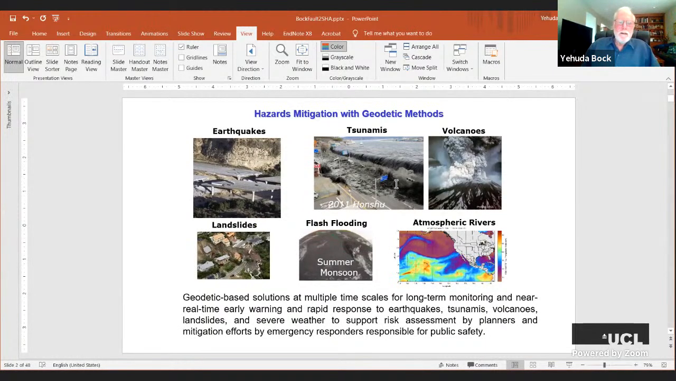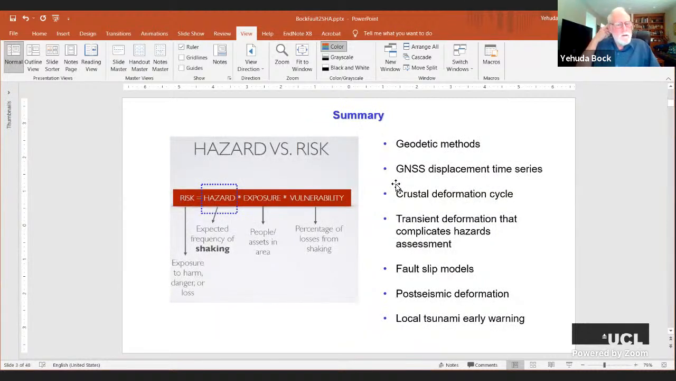Okay, now there's a wide variety of different hazards that can be studied with geodetic methods. And I just listed some of them here: the earthquakes and tsunamis, volcanoes, landslides, flooding, extreme weather events, and things along those lines. And today I'm going to focus on the earthquakes with some discussion about tsunami warnings. So summarizing, we're talking about risk here, about that hazard, excuse me, as part of risk and mitigating of hazards. And so that's our focus.